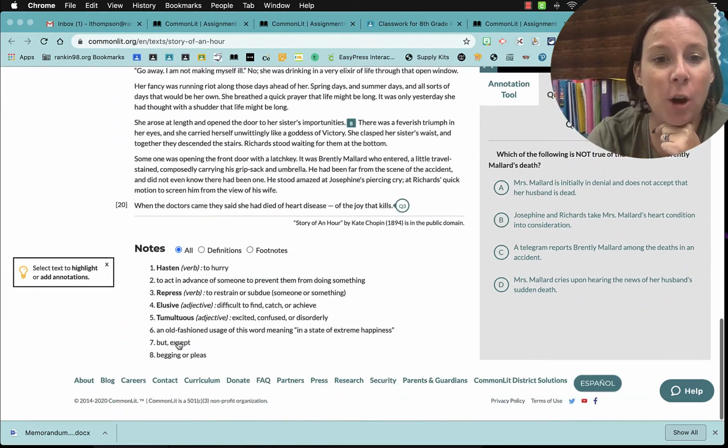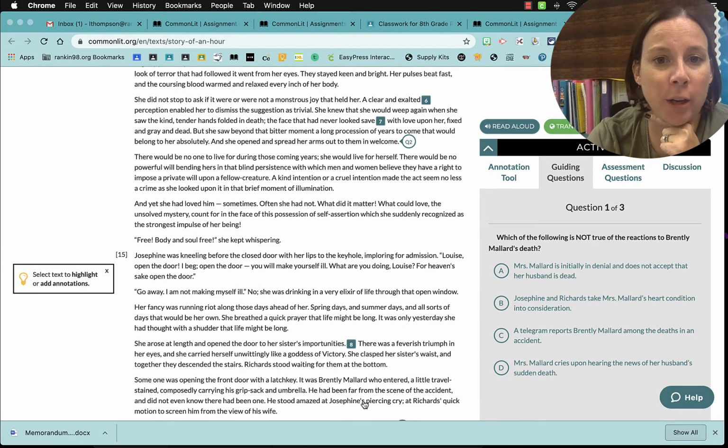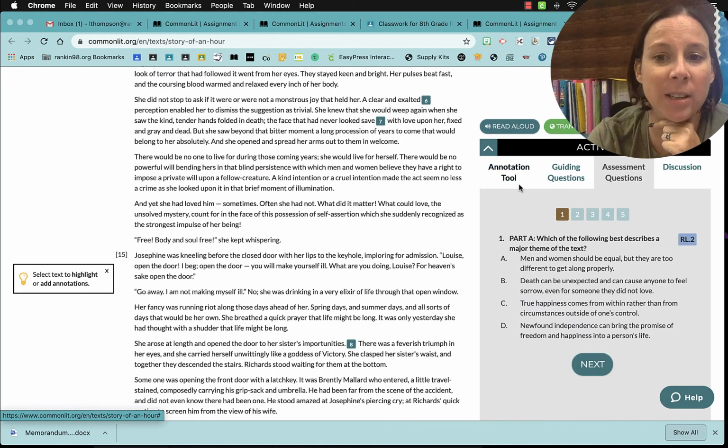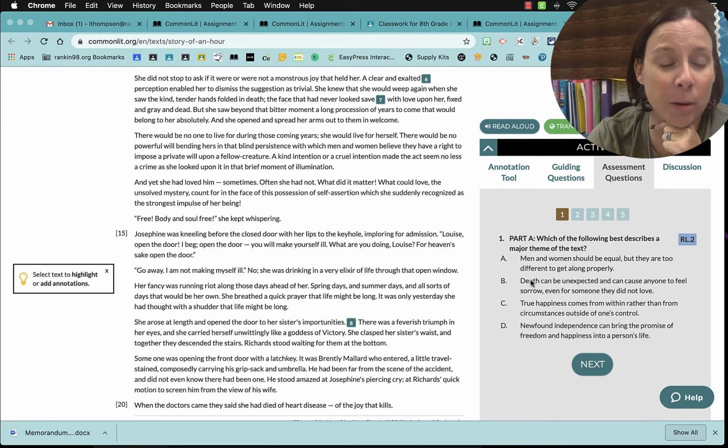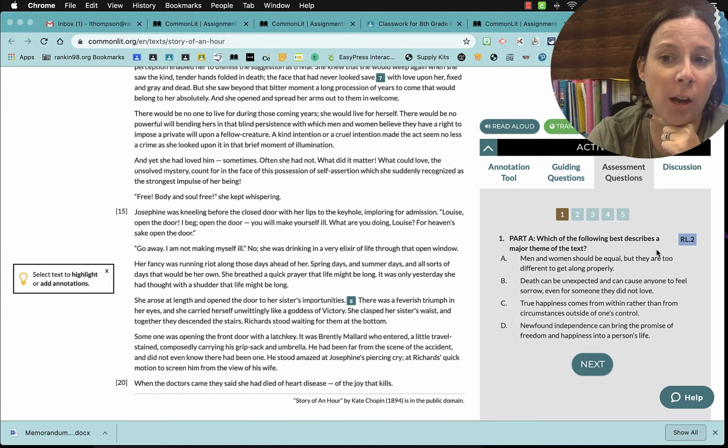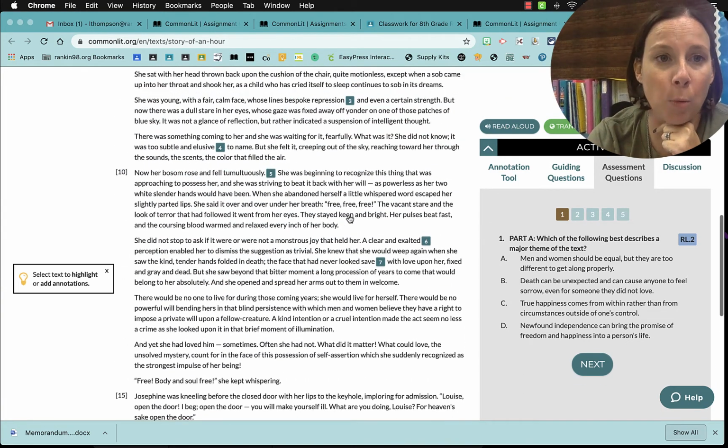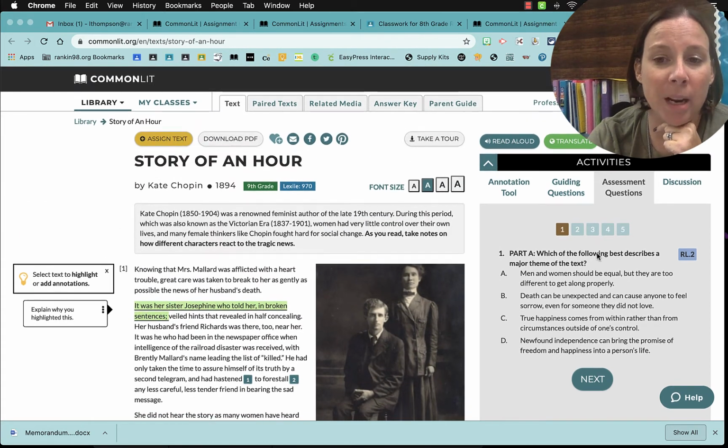So when you get done with all your annotating and your guiding questions, you still have the assessment questions. These are the questions that go in the grade book, okay? So if you'll look, it says like RL2. However you do on this one, if you get it right, you get a 3. If you get it wrong, you get a 1, okay? You do not want 1s in 8th grade. So my other strong suggestion is when I return this to you with a grade, you can redo this assignment until you have all 3s. So I would recommend you do that, okay?